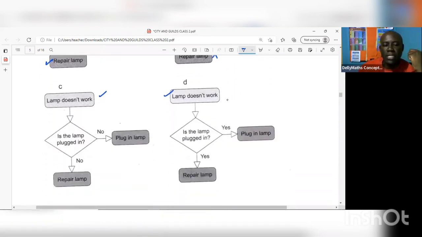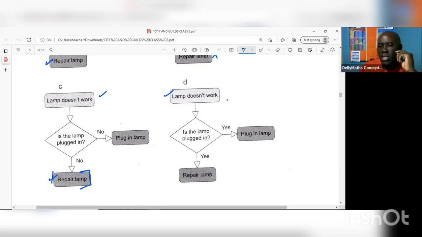C, is the lamp plugged in? No. Take it to the repair shop. Good. That would make sense because if the lamp is not plugged in and you say no, plug in the lamp. All right. And then I would say no, plug in the lamp. Good. So this part will spoil it. All right. Because from the lamp is not plugged in, it's an electrical lamp. You would want to know if it's plugged in and not working.